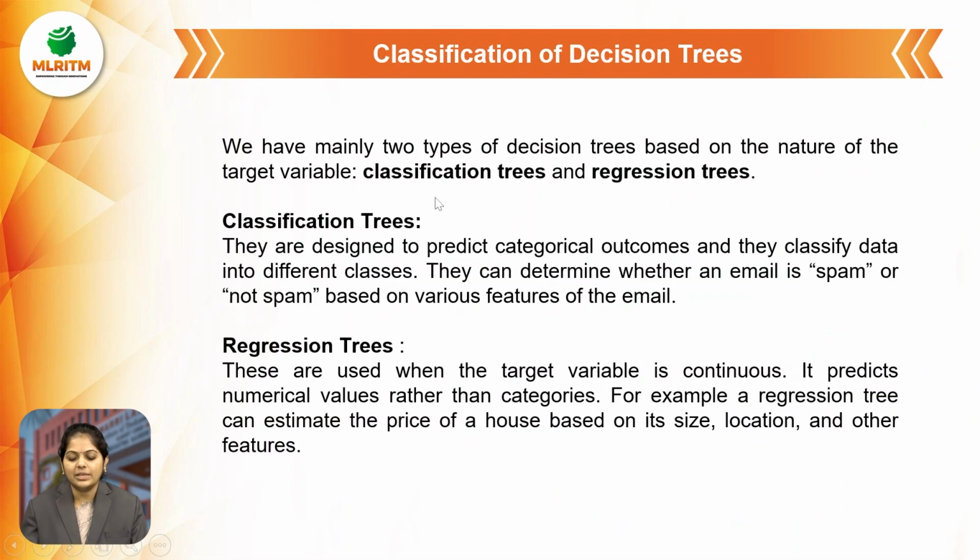Now the classification. Basically, decision trees are divided into two different categories: classification trees and regression trees. First, let's look at classification trees. They are designed to predict a categorized outcome, and they classify the data into different classes. For example, they can determine whether an email is spam or not spam based on various features of the email. Based on a certain condition, the root node is divided into two categories, and these may again be divided into further branches. This is how classification can be done.